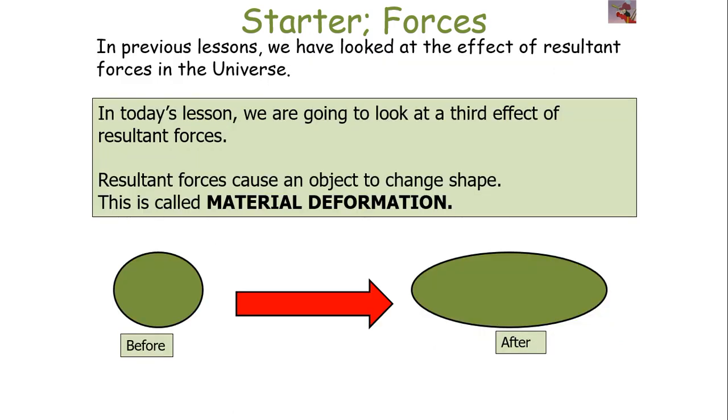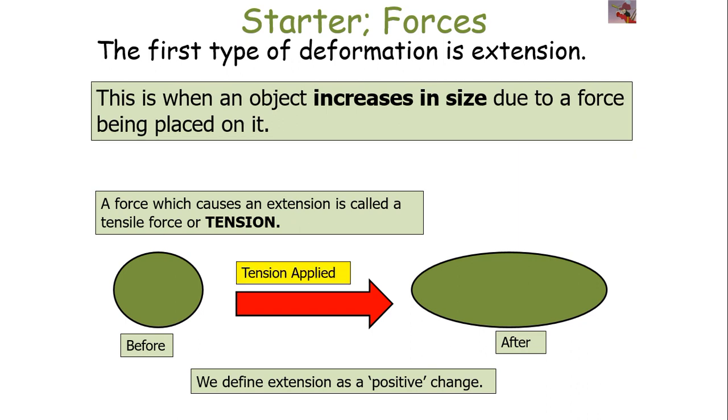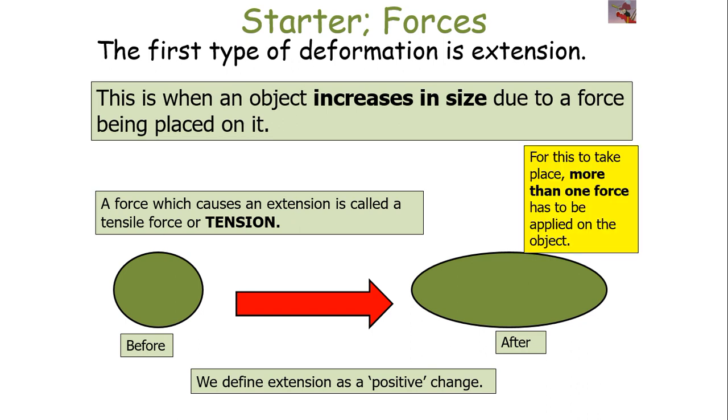Now, there's also a third effect that a resultant force can have on an object. It can change the shape of an object, which we call deformation. The first type of deformation is extension, which is when the resultant force, therefore the combination of all the forces, will increase the size of the object.